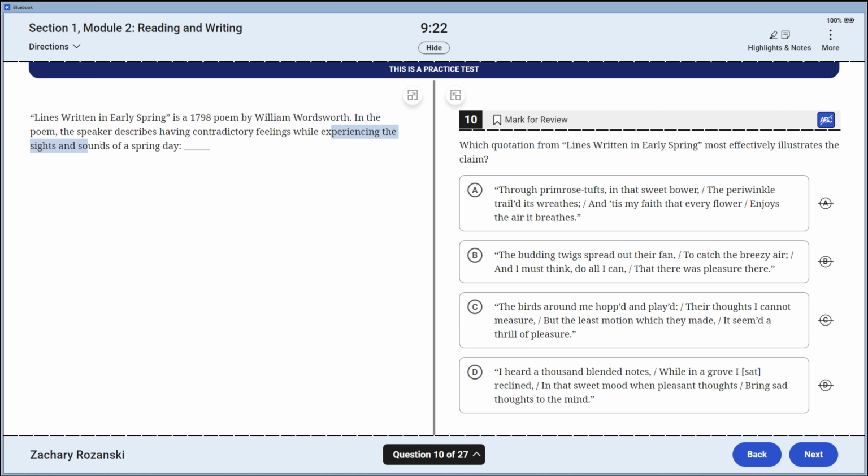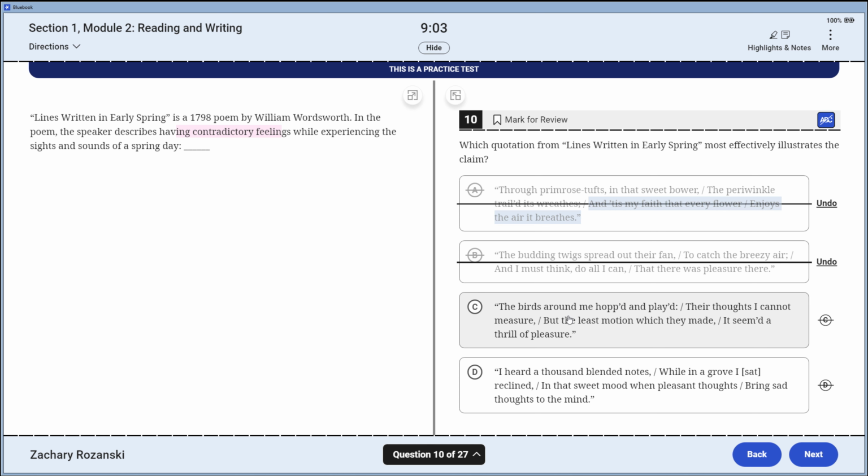We want to illustrate the claim. What's my claim? Contradictory feelings when experiencing the sights of the day. "Through primrose tops and that sweet bower, the periwinkle." We have to be serious, move fast. That seems all positive. "The budding twigs spread out their fan." I said I'd be serious. "To catch the breezy air." And I must think, I'll do this, also felt positive. "The birds around me hopped and played."